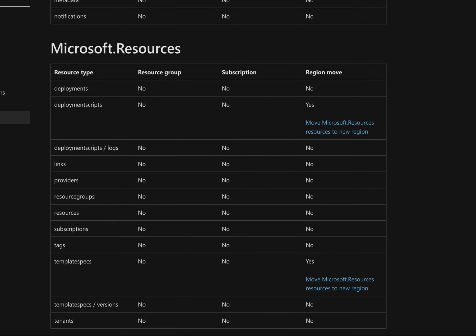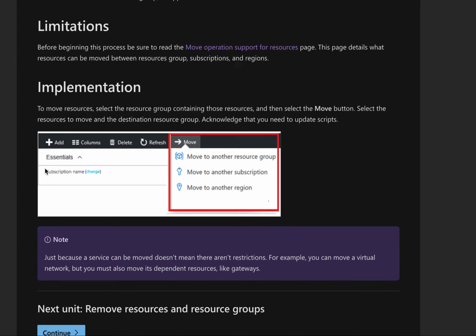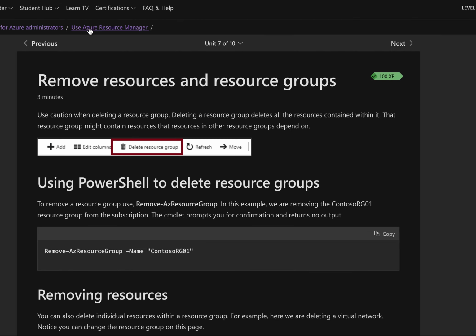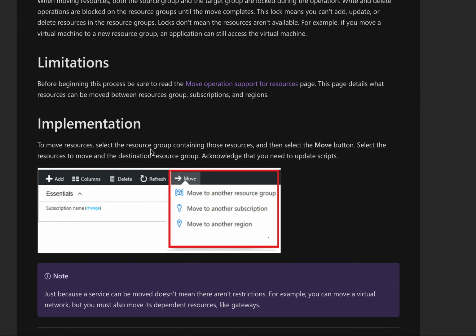So you can move a virtual machine, but you can't move its components. You can't move the network security group or virtual network or reserved IPs. So that is the issue there. So let's go back. I think we were here.